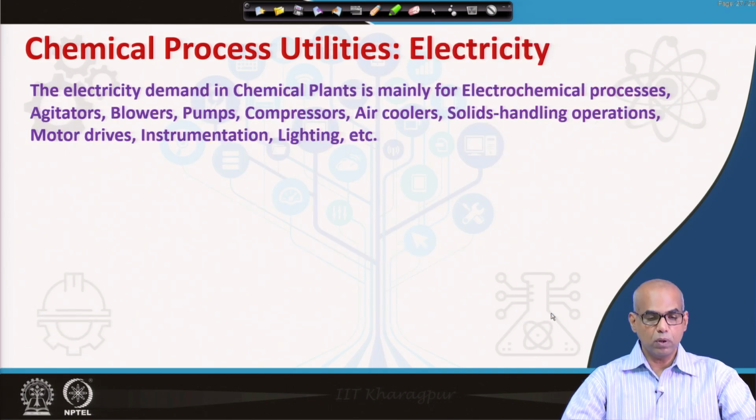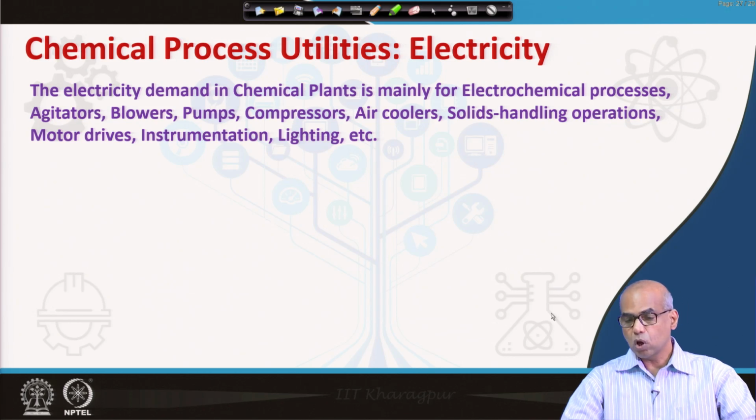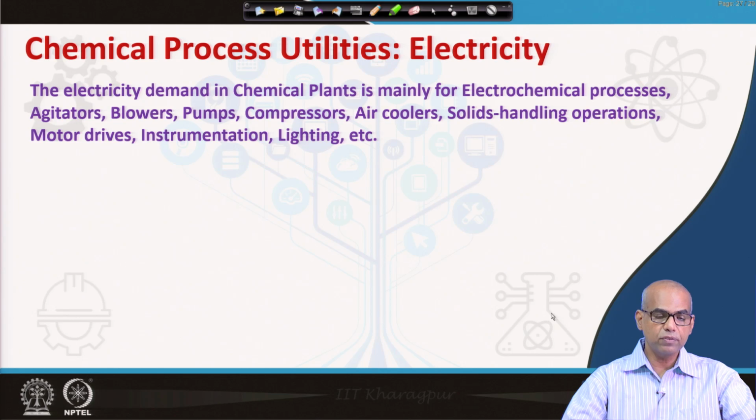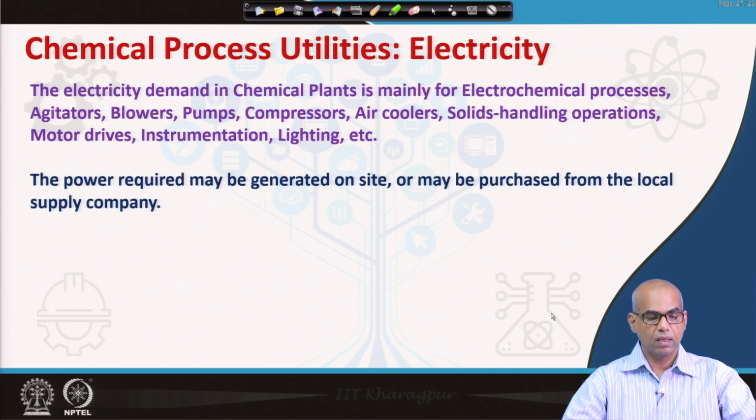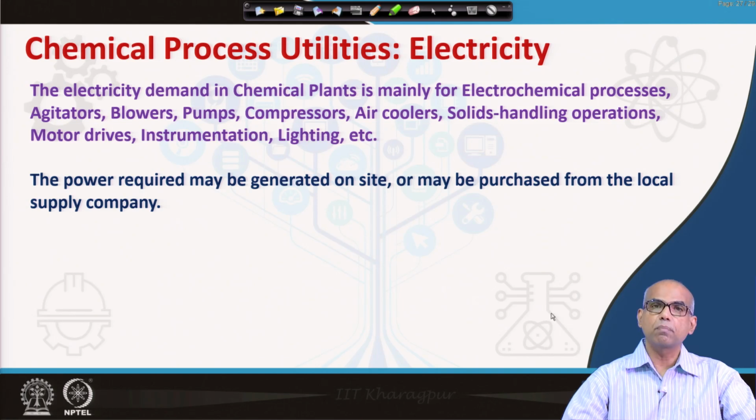Now, let us talk about individual utilities in some more detail. Let us start with electricity. The electricity demand in chemical plants is mainly for electrochemical processes, agitators, blowers, pumps, compressors, air coolers, solids handling operations, motor drives, instrumentation, lighting, etc. The power required may be generated on site or may be purchased from the local supply company.